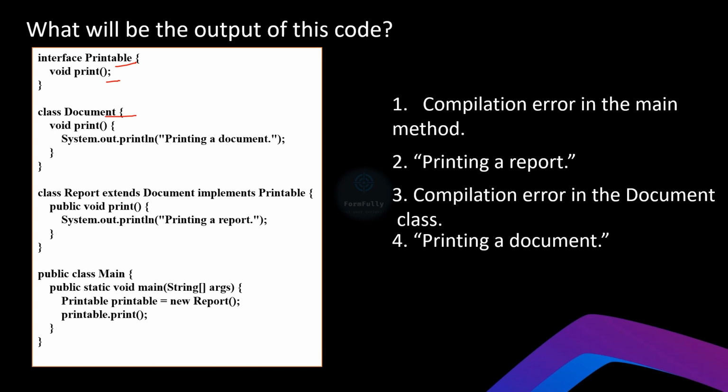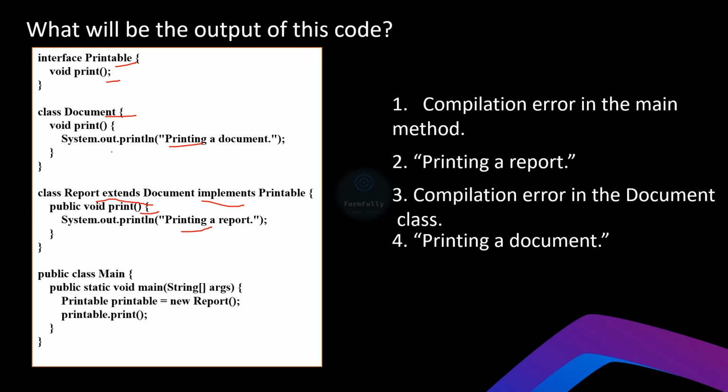It has a print method, which prints "printing a document". Okay, this method is not related to the Printable interface. Then we have class Report, which extends the Document class and implements the Printable interface. This means that Report is a subclass of Document and also provides an implementation for the print method from the Printable interface. The print method in the Report class overrides the print method from the Document class and prints "printing a report", right?